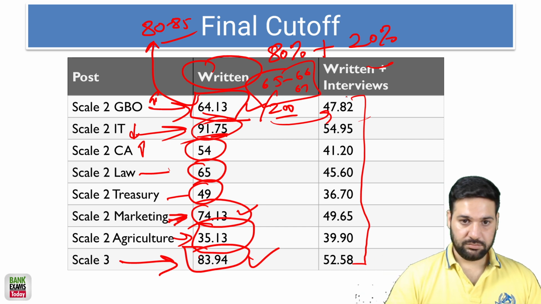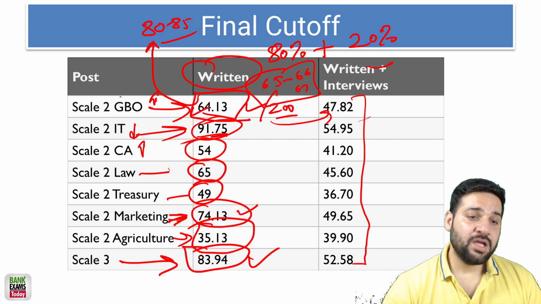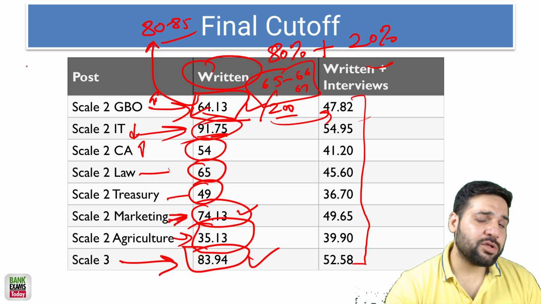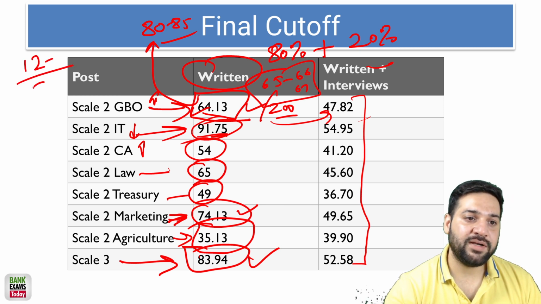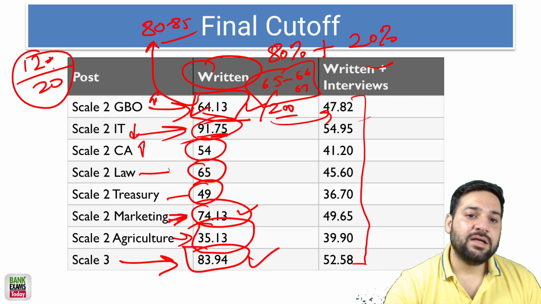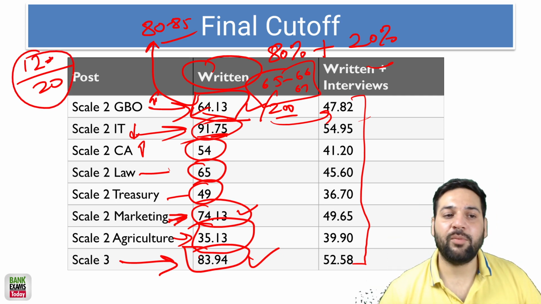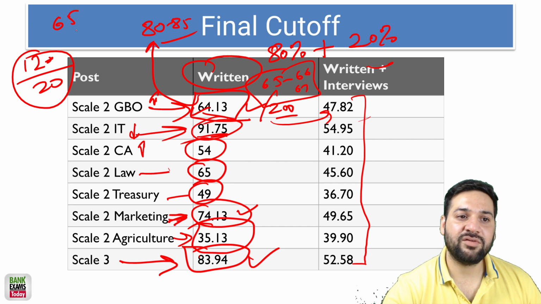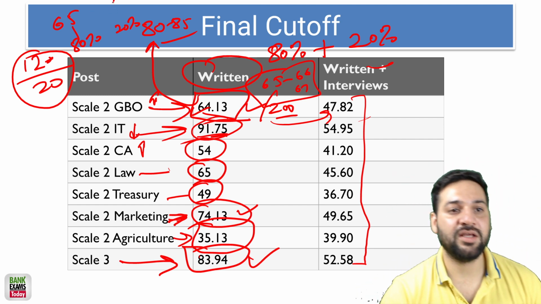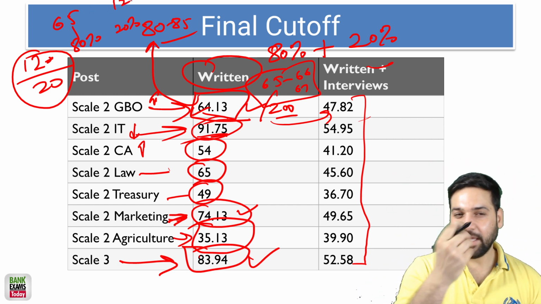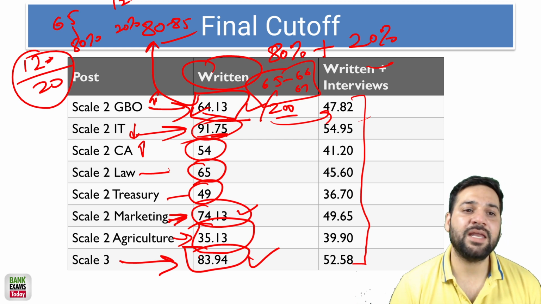See, 64. Can I assure you that if you are getting average interview marks out of 20, let's say you scored 12, can you get the job by scoring 65? So 65 has 80% weightage, and for the 20% weightage, let's say you scored just 12. Can you crack it? Can you get the job?